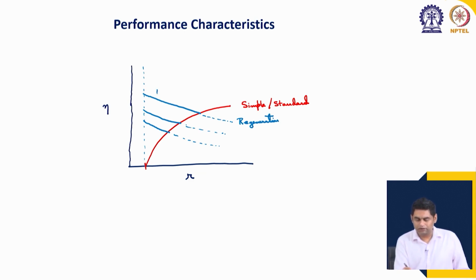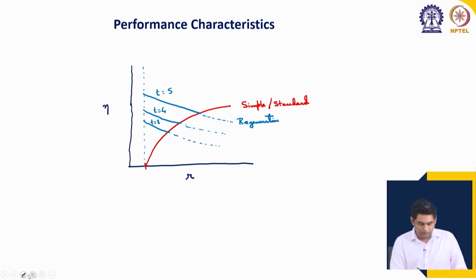Anyway, let us say that this is T equal to 5, T equal to 4 and T equal to 3. We know that efficiency for the simple Brayton cycle does not depend on the temperature ratio, but for all the other cycles, like the regeneration cycle, it increases with temperature ratio and decreases with the pressure ratio.